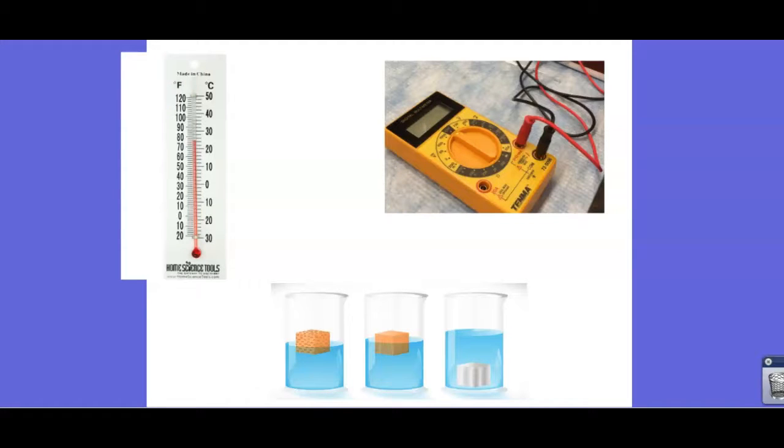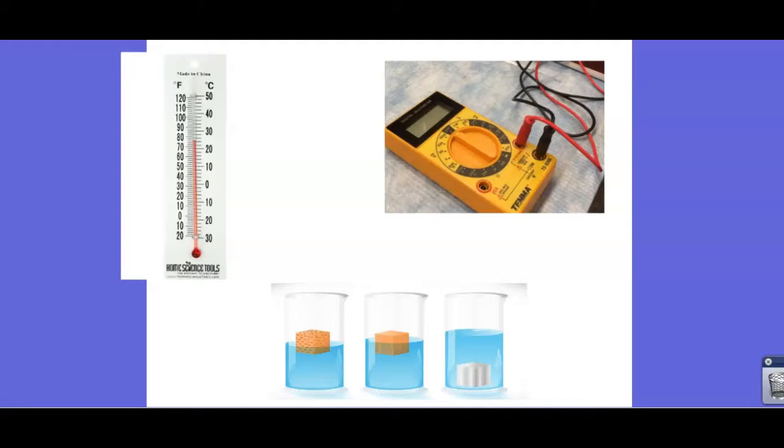I showed you a magnet already. A magnet is one tool that we use to find out if it has magnetism or not, if it's magnetic or not. You can use a thermometer or some type of device to measure the temperature. That's another way to classify an object. This tool right here helps you to see how much electricity an object has.